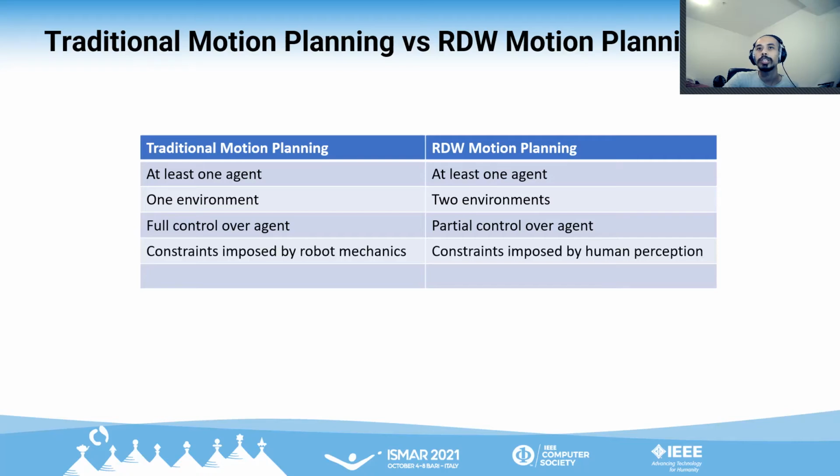Usually in traditional planning, the constraints are imposed by the mechanics of the robot, like how the robot works and how it moves, whereas in the VR setting, the constraints are imposed by the user's perceptual system, because we always need to respect their perception and keep the experience comfortable for them. And in the traditional setting, the focus is mainly on efficient and safe paths, while in the VR setting, the focus is on comfortable and safe paths, not necessarily efficient.